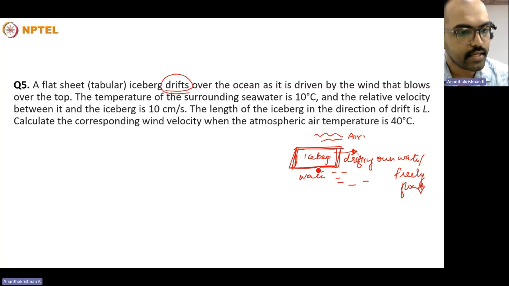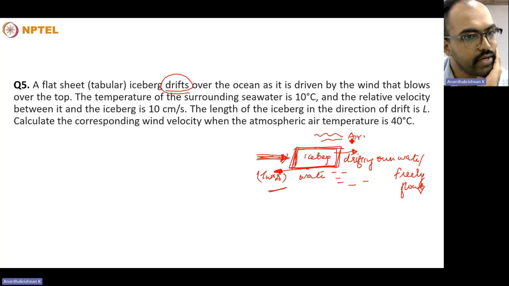The shear stress due to the water flow. The relative velocity between the iceberg and the water is 10 centimeters per second. So the shear stress in this direction will be the shear stress in water times the area on the bottom surface.